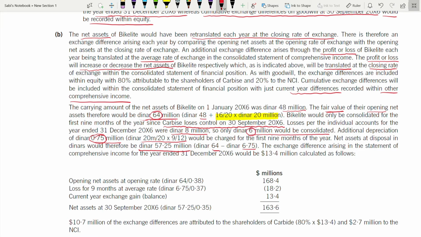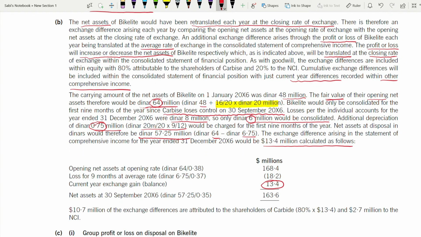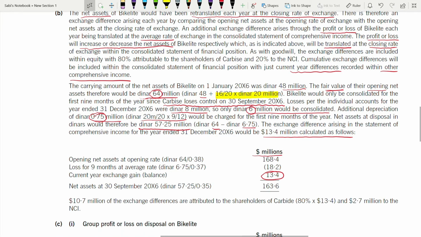You deduct it. So the exchange difference arising in the statement of comprehensive income for the year ended 31st December 2006 would be this much: 13.4 million, calculated as follows. This is this one. How have they got that? Because you have to give the exchange differences also. They have told clearly in their requirements. So opening net assets at opening rate. Definitely opening net assets will be at the opening rate.